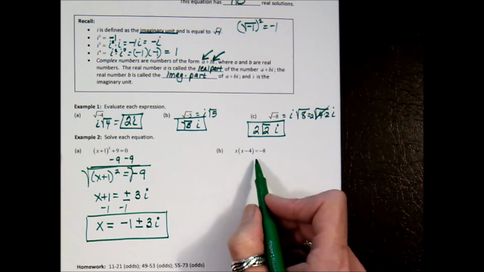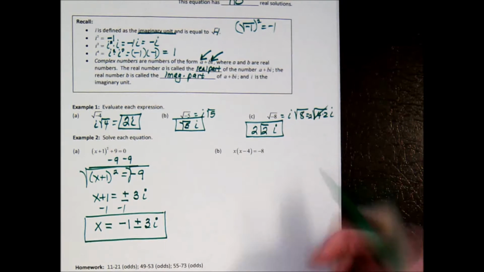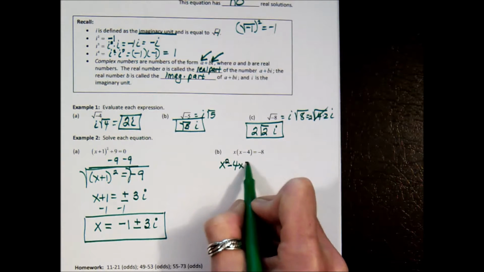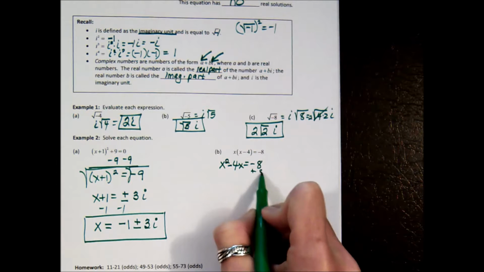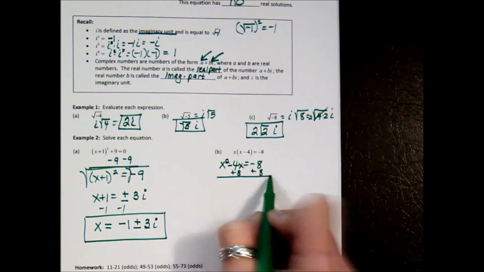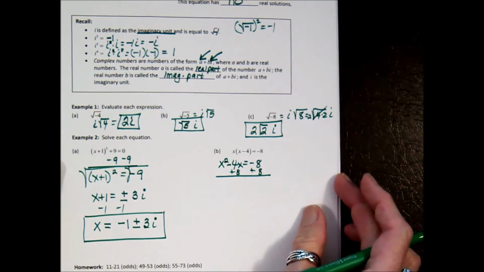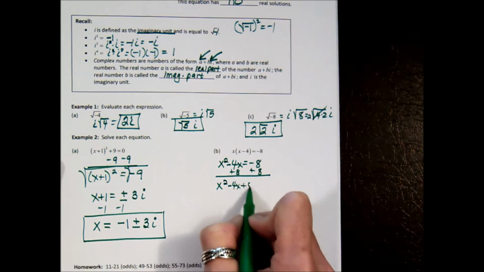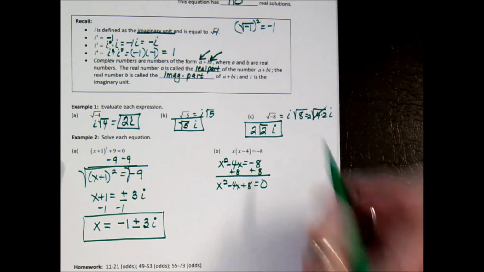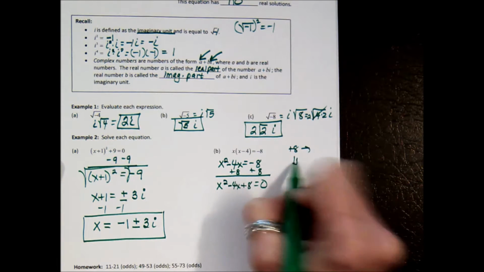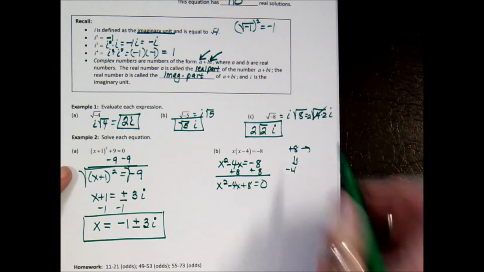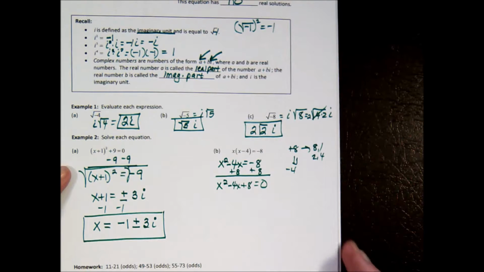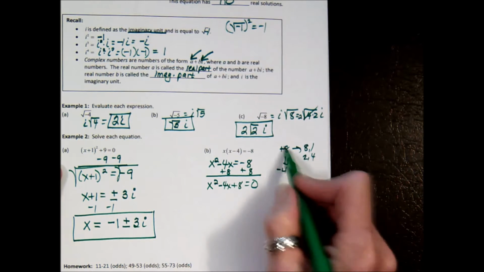For this one, I'm going to do things a little differently. I'm going to go ahead and distribute this and get x squared minus 4x equals -8. I'm going to add an 8 to both sides to get it equal to 0. And I have x squared minus 4x plus 8 equals 0. Well, let's see if it's factorable. Are there factors of 8 positive that add up to -4? Well, your choices are 8 times 1 and 2 times 4, or the negative of both. None of those add up to -4, so it's not factorable.